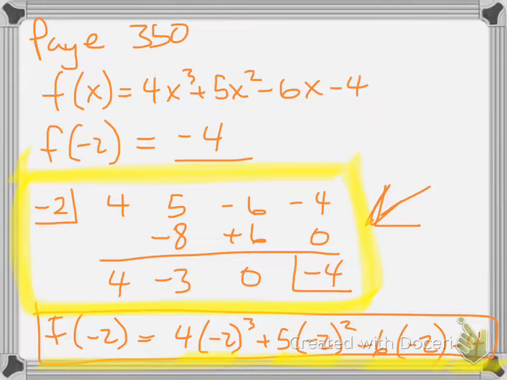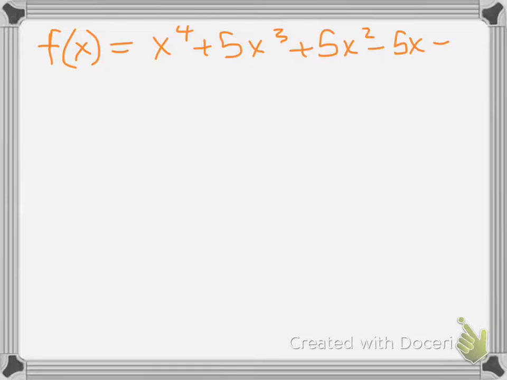Okay, let's do another one. That was number 36. Let's do 39. No, that's a fraction, isn't it? Yeah. I'm going to leave that one for you for homework. Let's do 37. 37 is f of x equals x to the 4th plus 5x cubed plus 5x squared minus 5x minus 6, and the x is 3. Find f of 3. Now keep in mind, you could do 3 to the 4th plus 5 times 3 cubed plus 5 times 3 squared minus 5 times 3 minus 6.